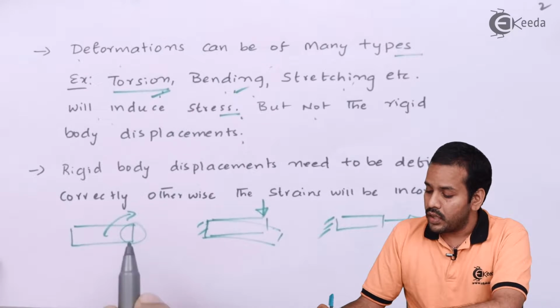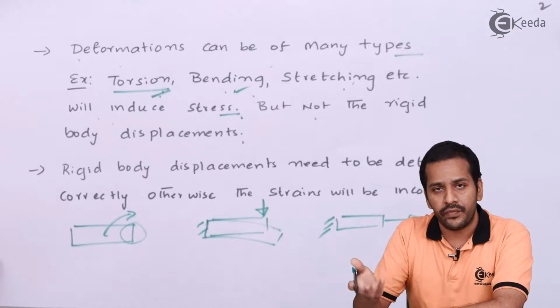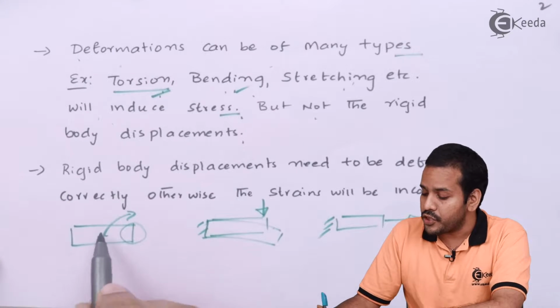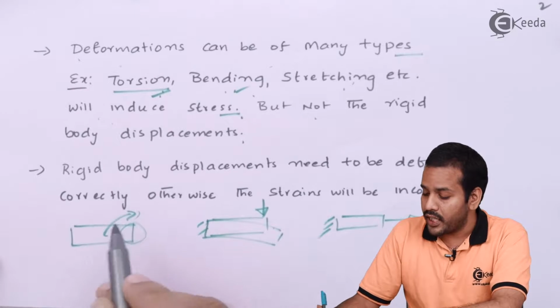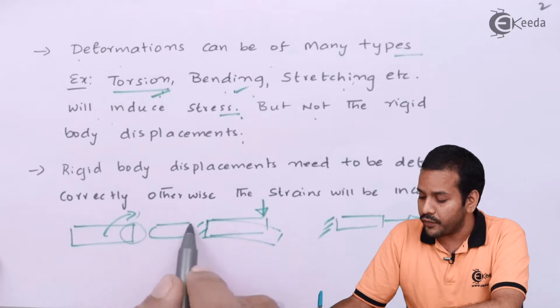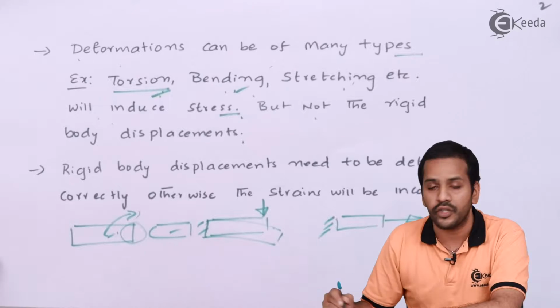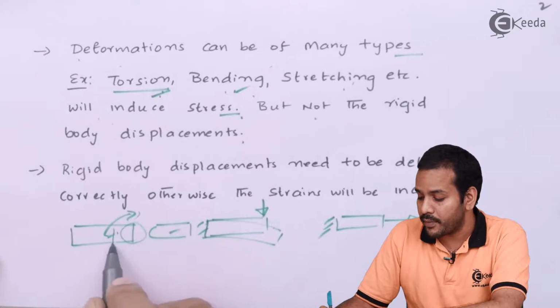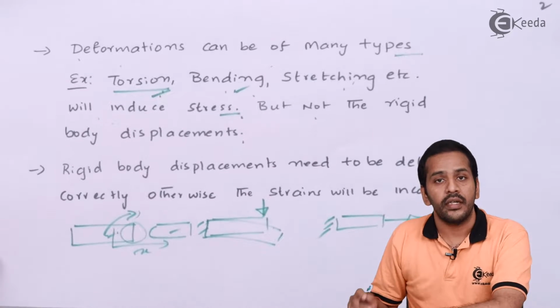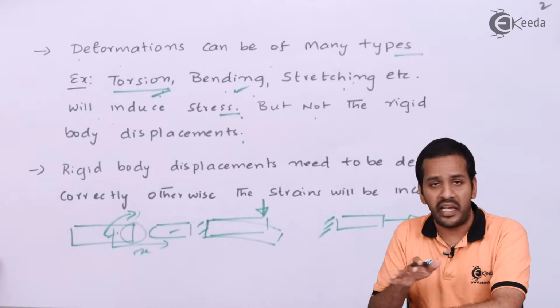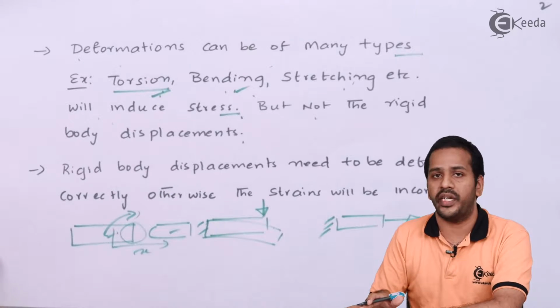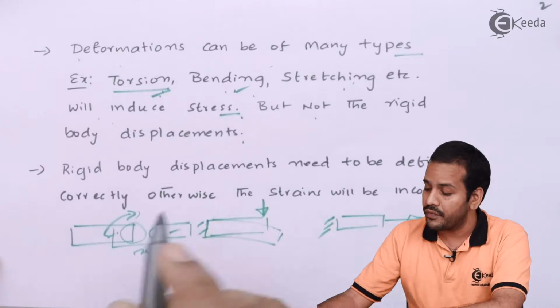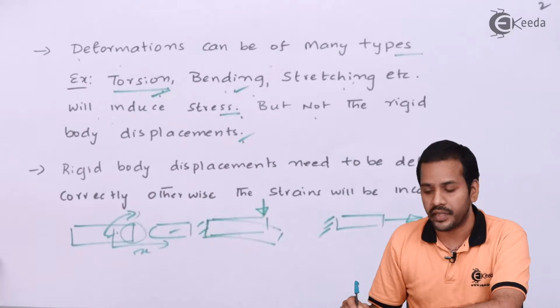Suppose, for the same example I have given for the square just now, instead of putting a torque here, if I move this shaft, if I translate this shaft from the initial position to the final position simply by some amount x, then that won't induce stress. It is simply a rigid body motion. It is rigid body translation. That won't induce stress. That we need to keep in mind. That is very, very important.